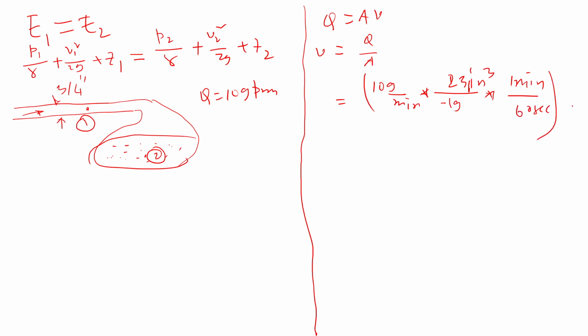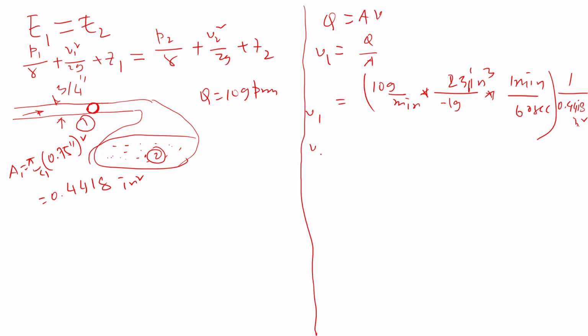Also, we have to divide this by the area. So the area right here is pi by 4 d squared at point 1. So the area at point 1, pi by 4 d squared, with d of 0.75 inch, I found that to be 0.4418 square inches. So I'm going to use that here: 1 by 0.4418 square inches.